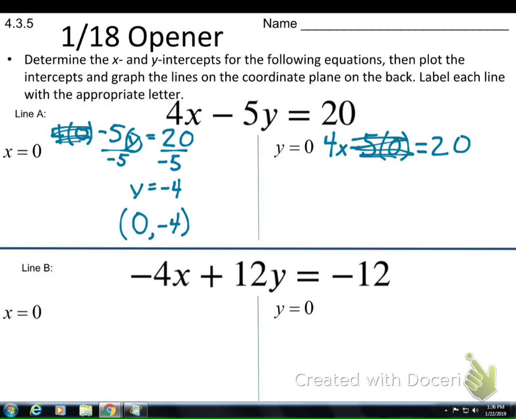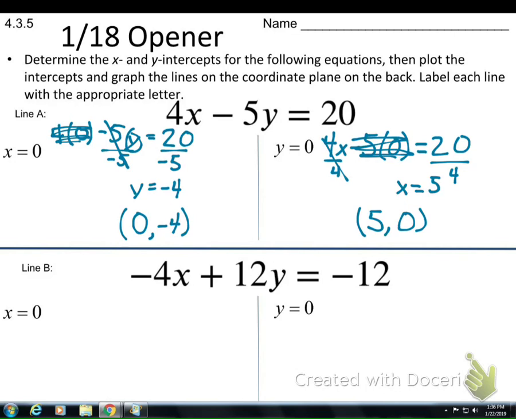Then what? Divide by 4. Perfect. And what is 20 divided by 4? 5. Good. And my ordered pair? 5, comma, 0. Perfect. Because x equals 5, so I'm putting that first.